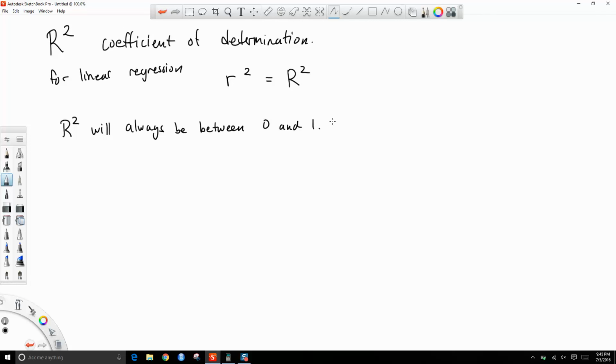Okay? And the meaning of R squared is it tells us the amount of variation in y that can be explained by the variation in x. Okay, so let me just write that down.